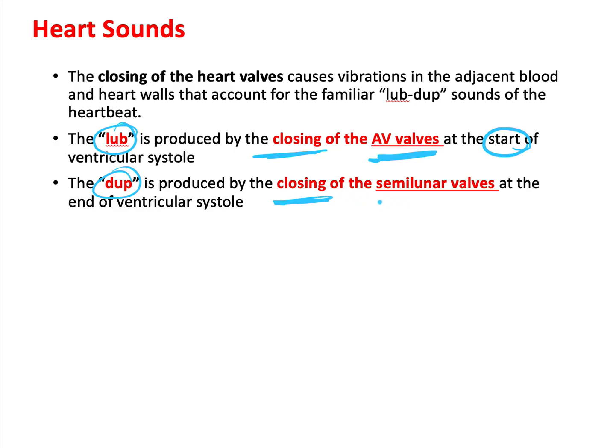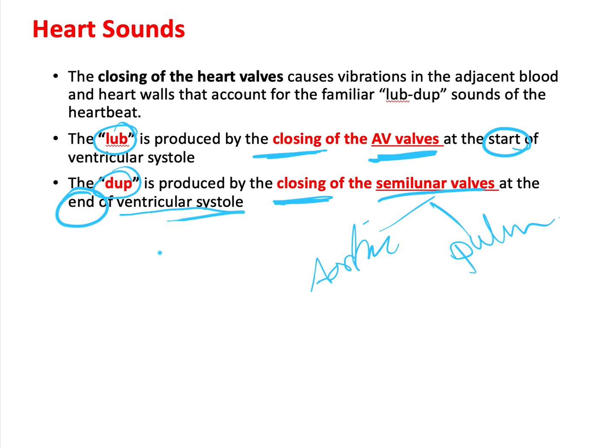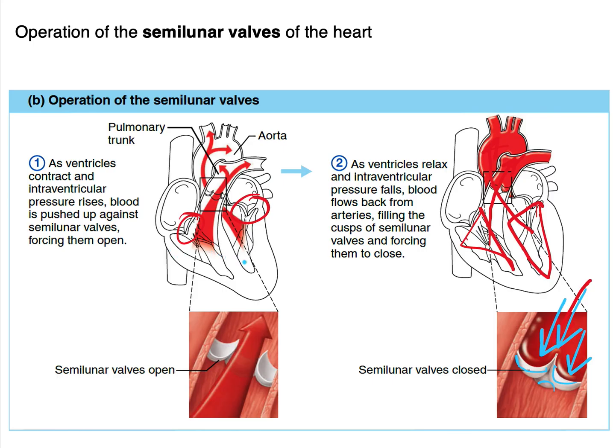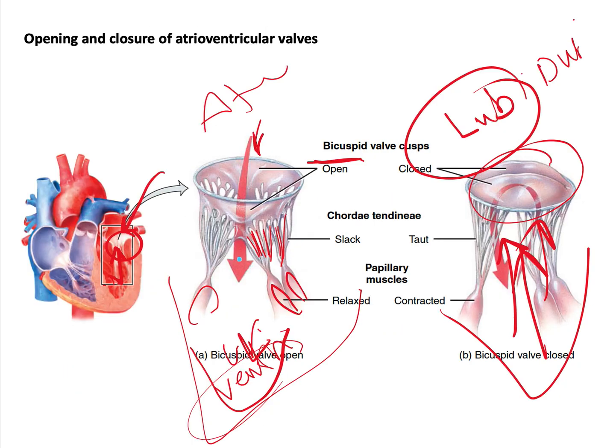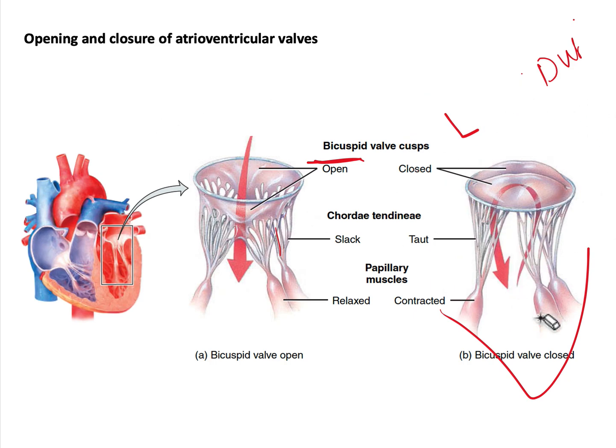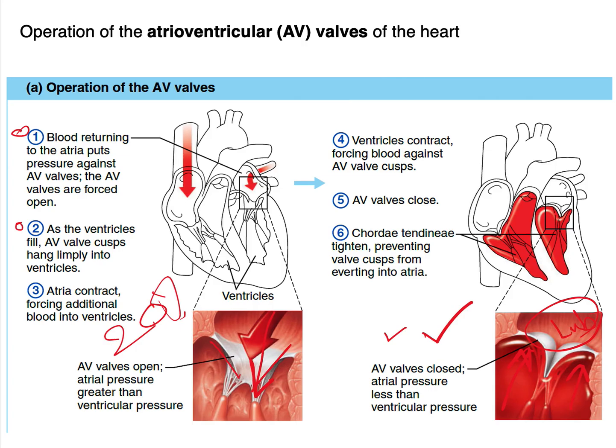Closure of the semilunar valves, I mean the aortic valve and pulmonary valve, happens not at the beginning of ventricular systole, but at the end of ventricular systole. Again, just to make it clear, let me show you in this figure. I will use this one.